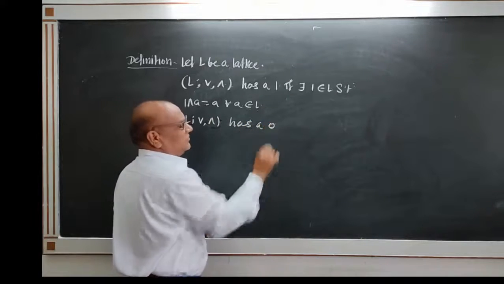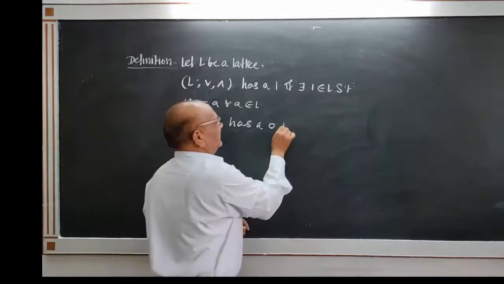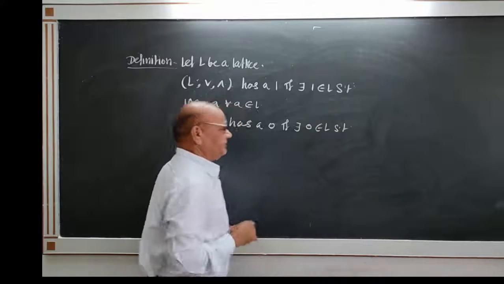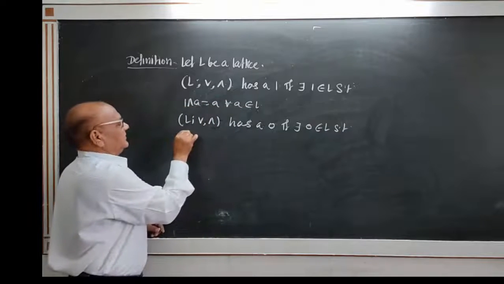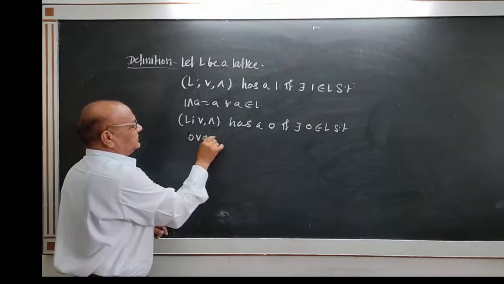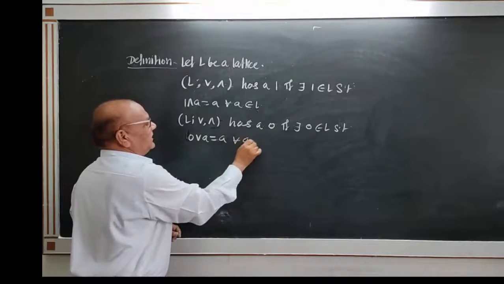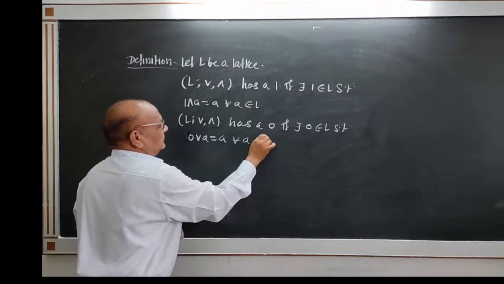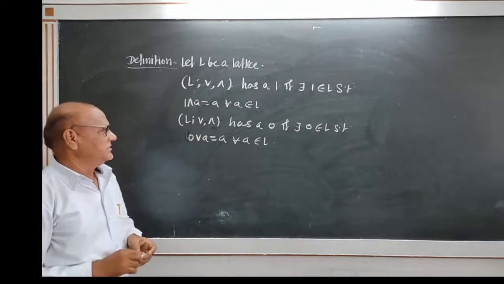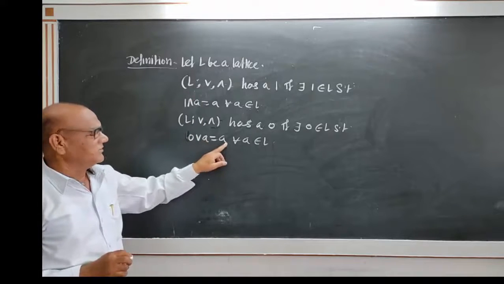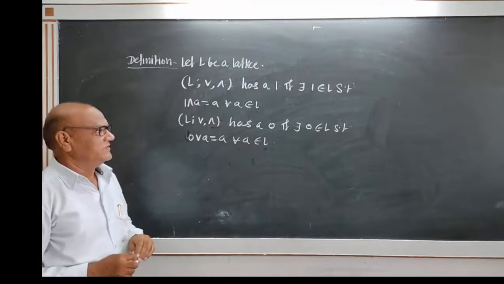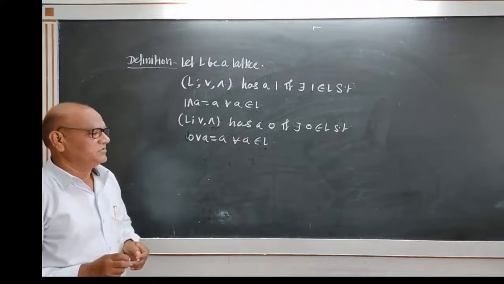Now its dual statement: L, this algebraic structure, has a 0 if there exists 0 belongs to L such that 0 join A is equal to A for all A belongs to L. Dual statement of this statement, 0 join A is equal to A for all A belongs to L. Then we say L has a 0.